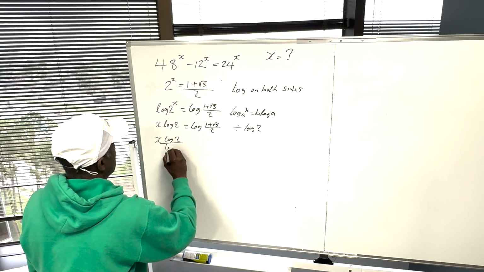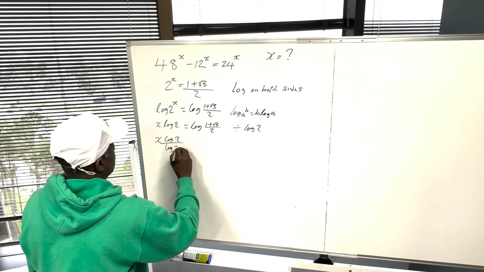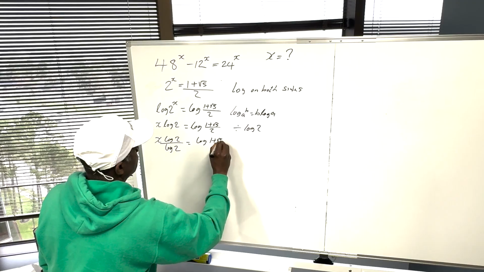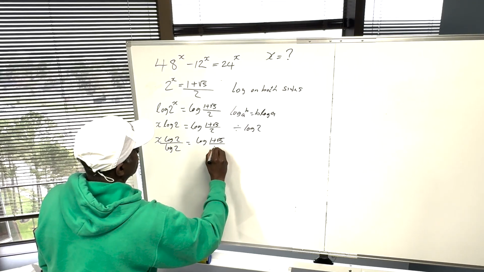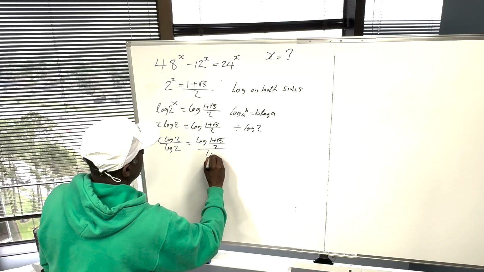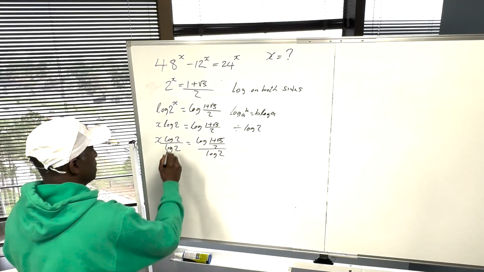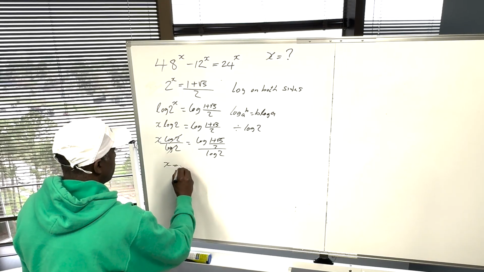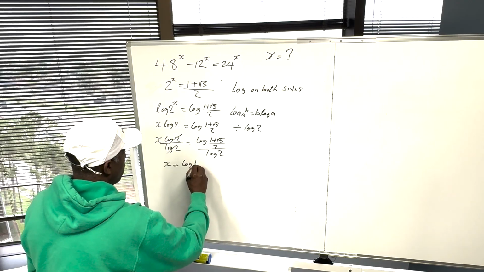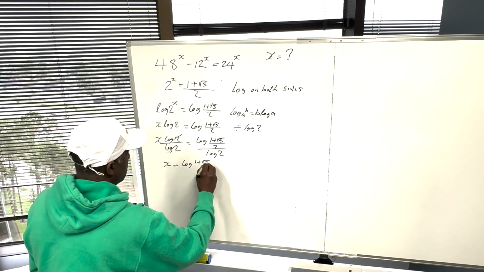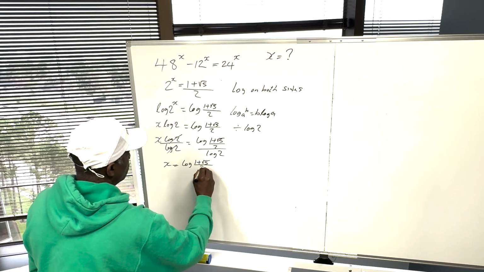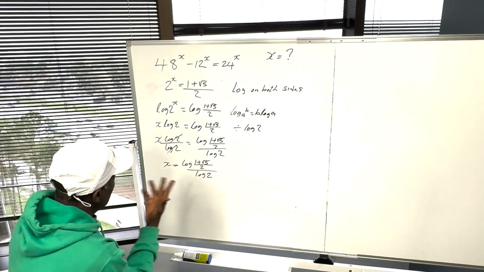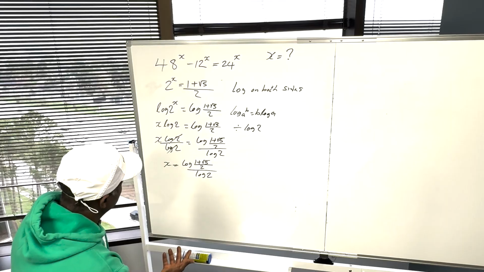We get x log of 2 divided by log of 2 is equal to log of 1 plus square root of 5 over 2 divided by log of 2. This cancels out, so we know that x is equal to log of 1 plus square root of 5 over 2, divided by log of 2. I think we can simplify that even further.